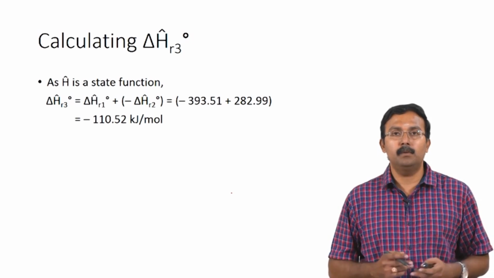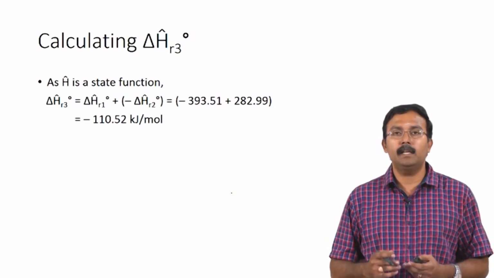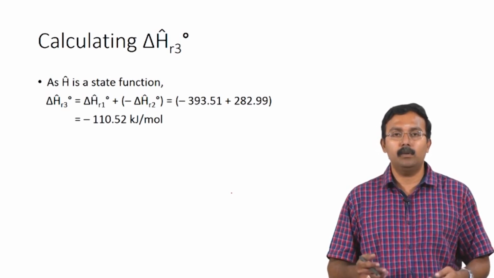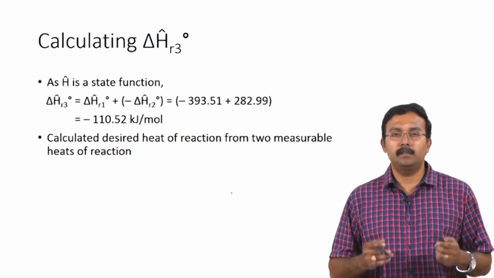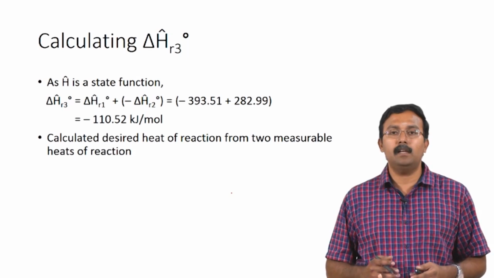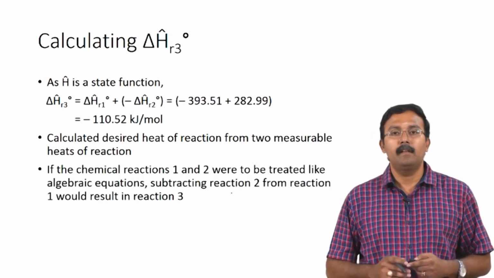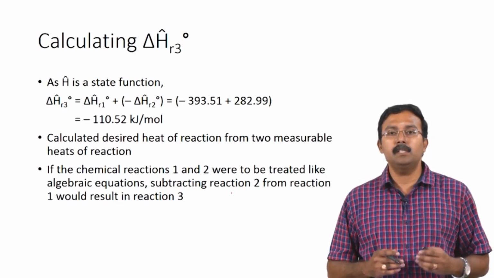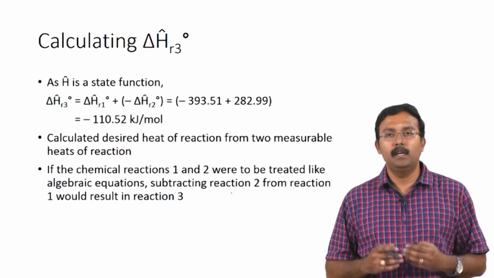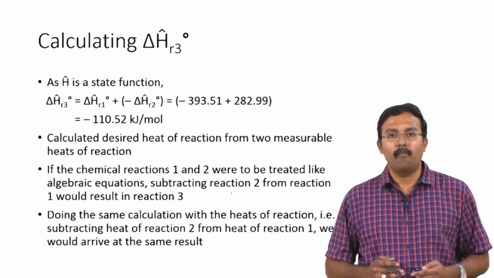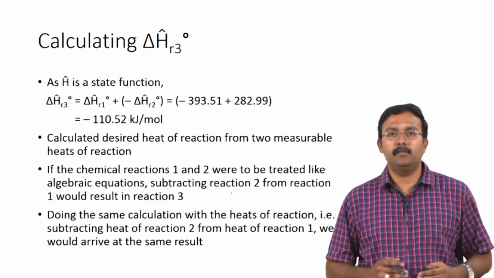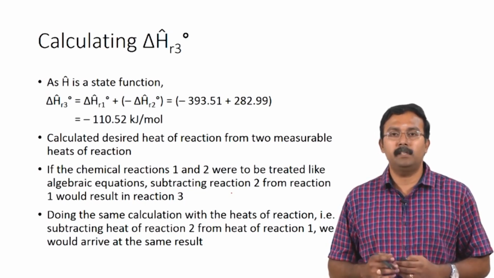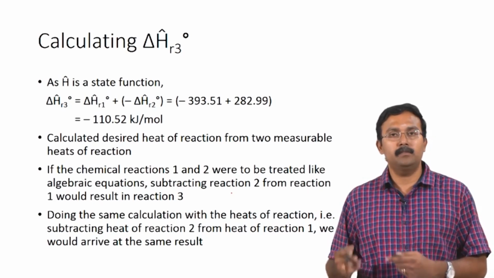This is doable, and this is what people try to do when they calculate enthalpies and enthalpy changes for reactions that cannot be carried out directly. The desired heat of reaction has been calculated from two measurable heats of reaction. If chemical reactions 1 and 2 are treated like algebraic equations, all you did was subtract reaction 2 from reaction 1 to result in reaction 3. That is what we have also done to the heats of reaction. We subtracted the second heat of reaction from the first to get the heat of reaction for the third reaction.